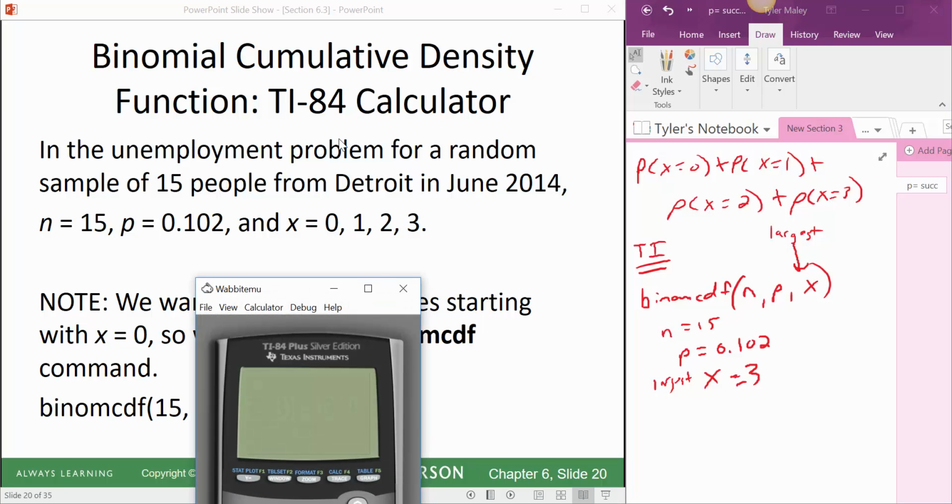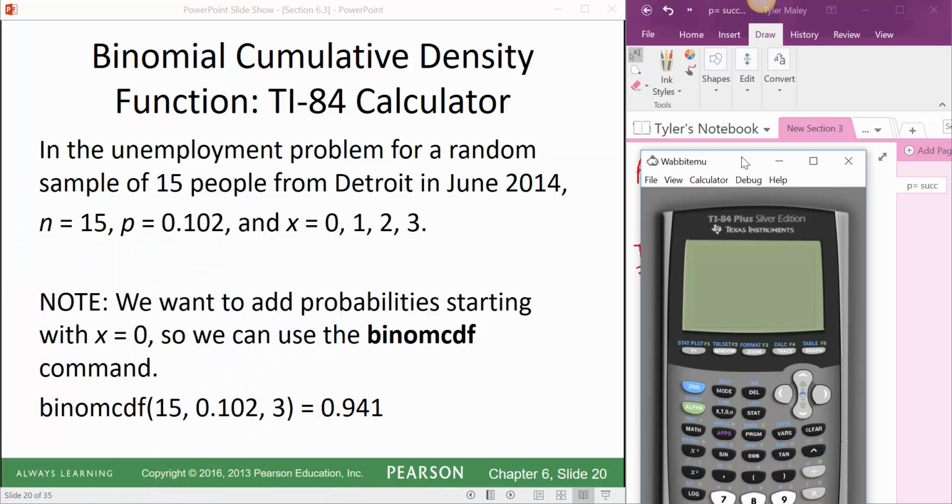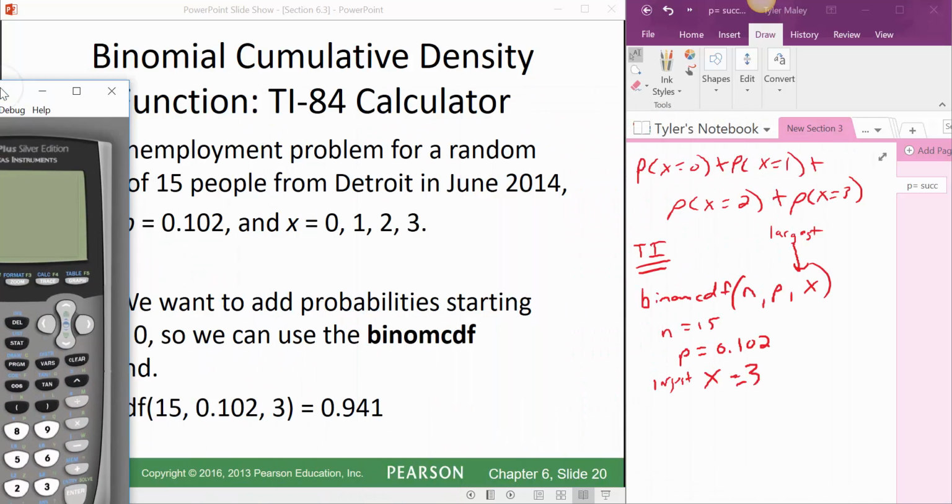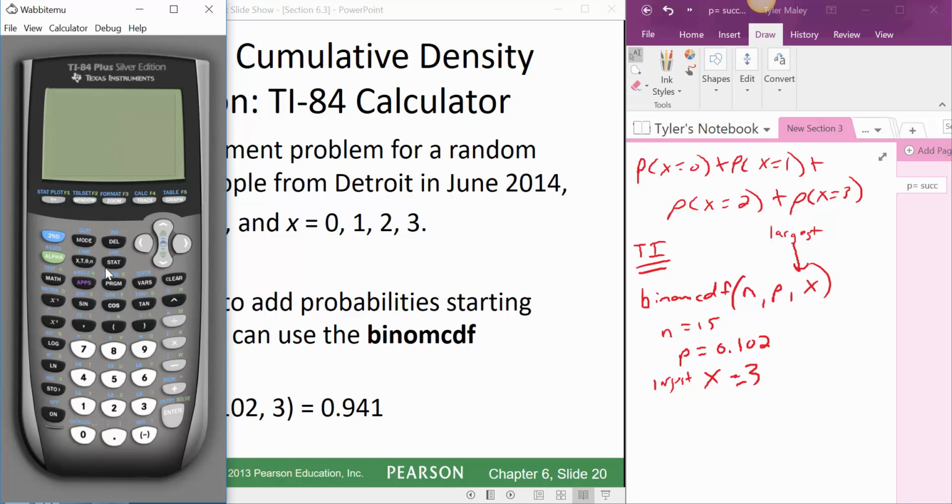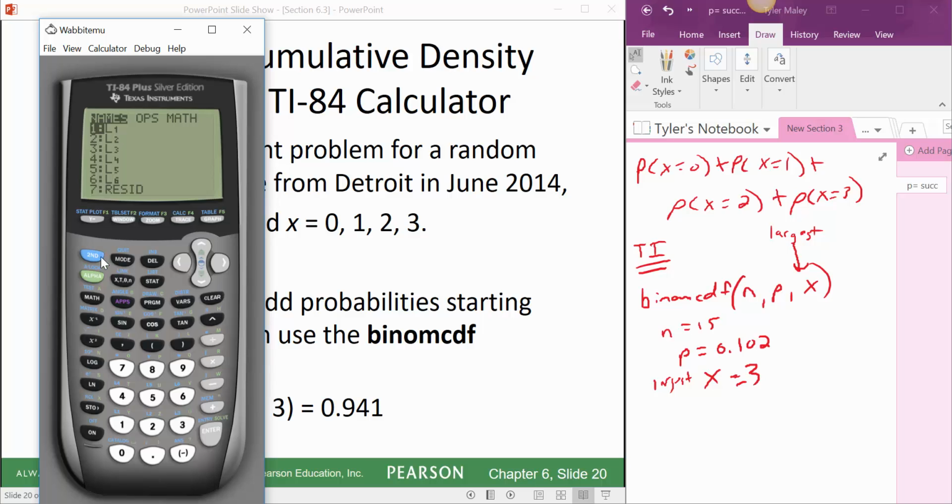So I'll grab a graphing calculator. We'll go to second and then distribution, right? So second, distribution. Oops. There we go. Second, distribution. Then we go to binomcdf. So we want to scroll down, which is option B, right? So hit enter. The number of trials that we have is 15, right? We're doing 15 trials.